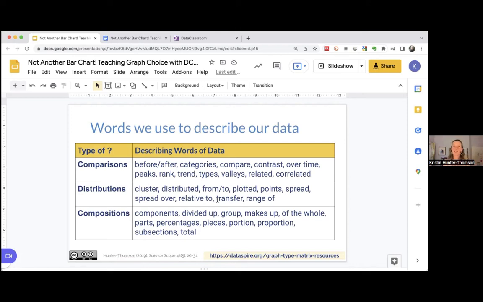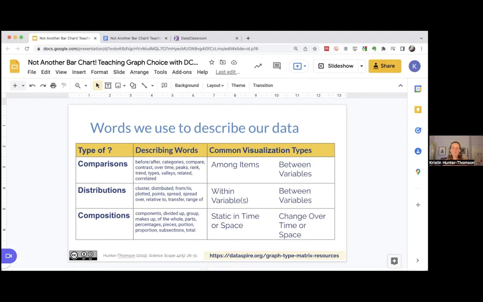Okay, but you might be thinking, how does this relate to the kinds of graphs that we would use? Because there are certain visualization types, certain graph types, that we use to answer these different questions. And so we can help our learners not just wonder what to pick from the drop-down menu, or be so reliant upon us to tell them what graph type to make. We can give them a visual cue: if you're asking a comparison type question, these are the types of graph types that you might want to use.